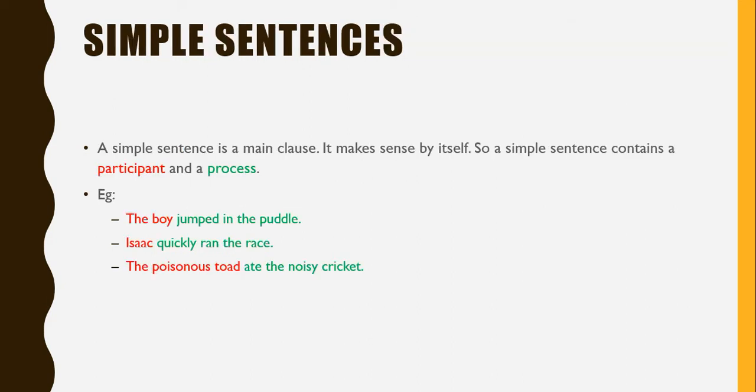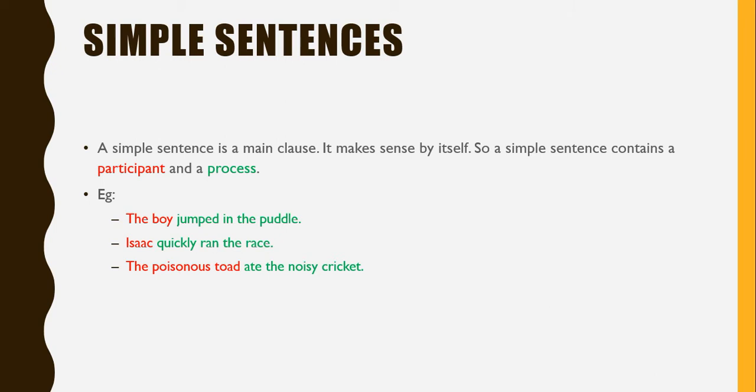Now, when we're talking about simple sentences, a simple sentence is a main clause. It makes sense by itself. So a simple sentence contains a participant and a process. So for example, the boy jumped in the puddle. Isaac quickly ran the race. The poisonous toad ate the noisy cricket.